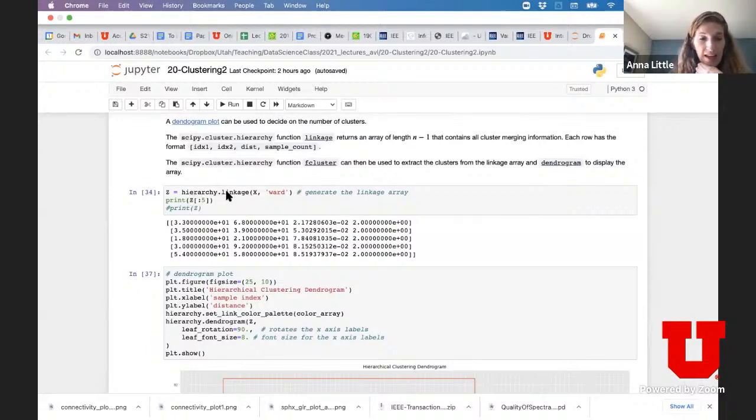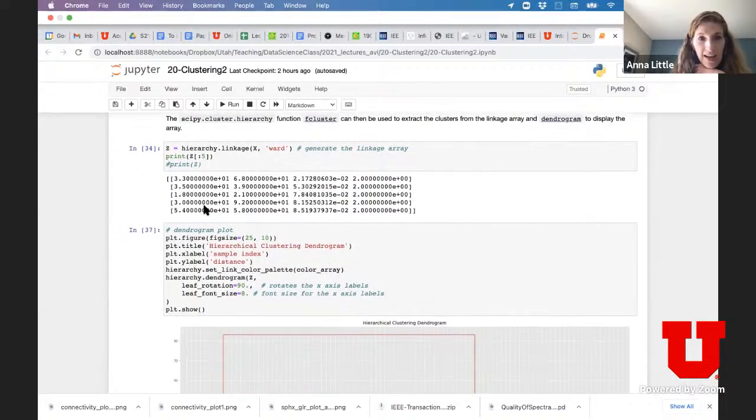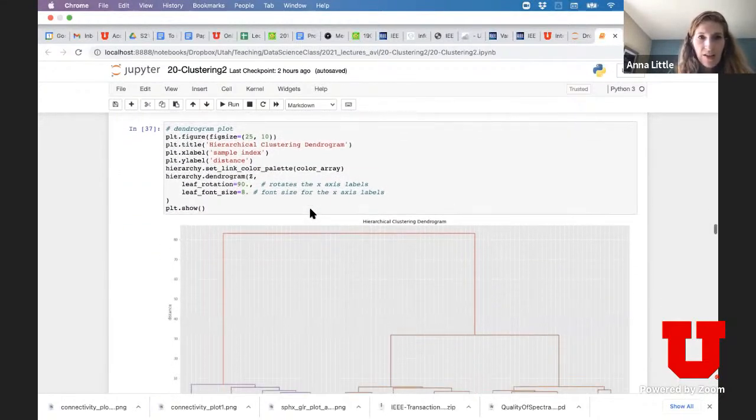So first we can call the linkage function, specifying that we want to use the ward linkage. And then you can kind of see what this looks like. This is just keeping track of your index for one cluster, index for another cluster, distance between them, and how many total data points there are. And so don't have to worry about this too much. Basically just think, okay, this is keeping track of that whole tree of information that is the dendrogram, and that we can actually plot.